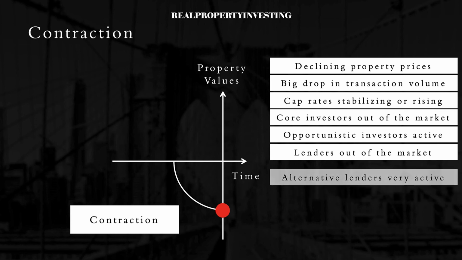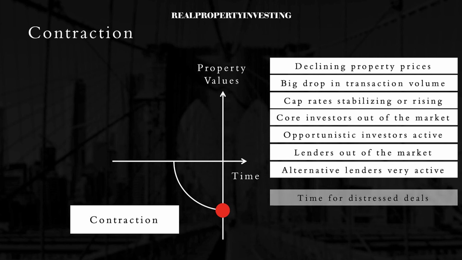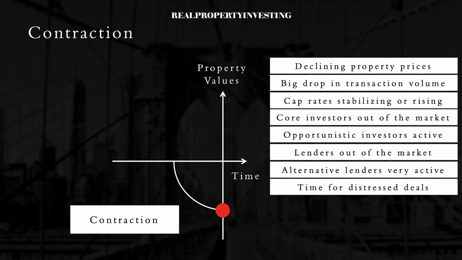This is the big opportunity for alternative lenders, where they can make equity-like returns with the safety net provided by debt. This is the stage of the market when distressed deals get done, as over-levered property owners, affected by the decline in rents, are forced to hand over the keys to their properties to opportunistic investors or to their lenders.